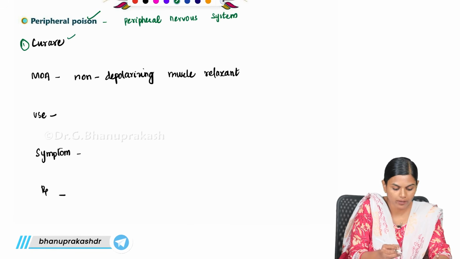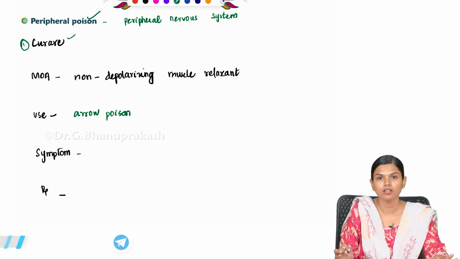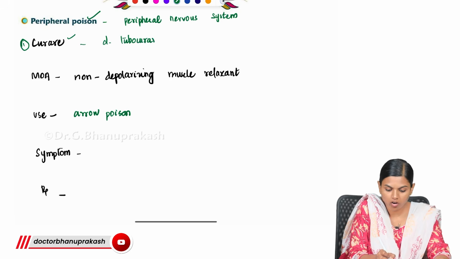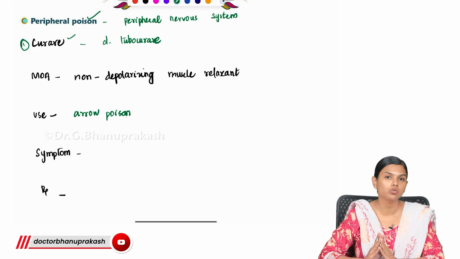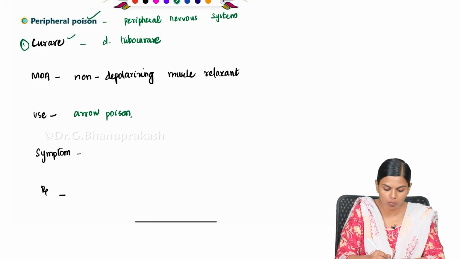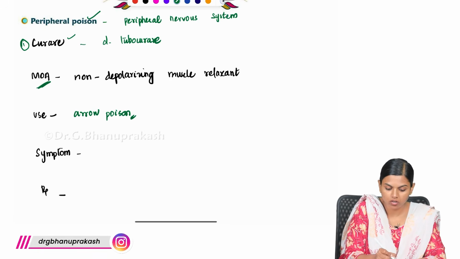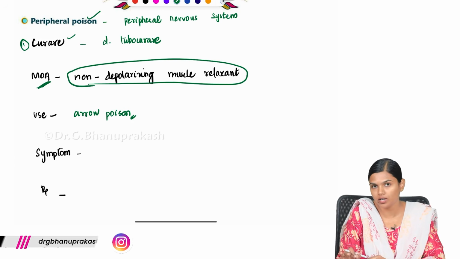So first, curare is actually used as an arrow poison. There are a lot of types of curare, like D-tubocurare, and everything is simply said as curare poison, and it is used for killing the animals during hunt. That is why it is known as arrow poison. Its mechanism of action is that it will cause non-depolarizing muscle relaxation. So it is a non-depolarizing muscle relaxant.